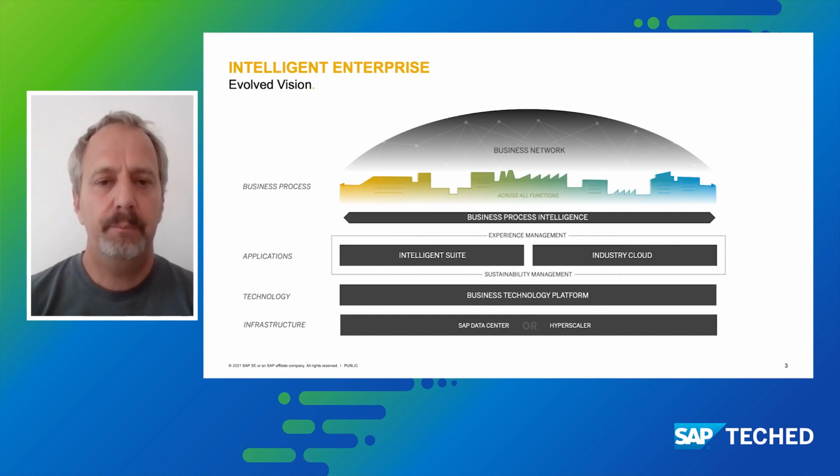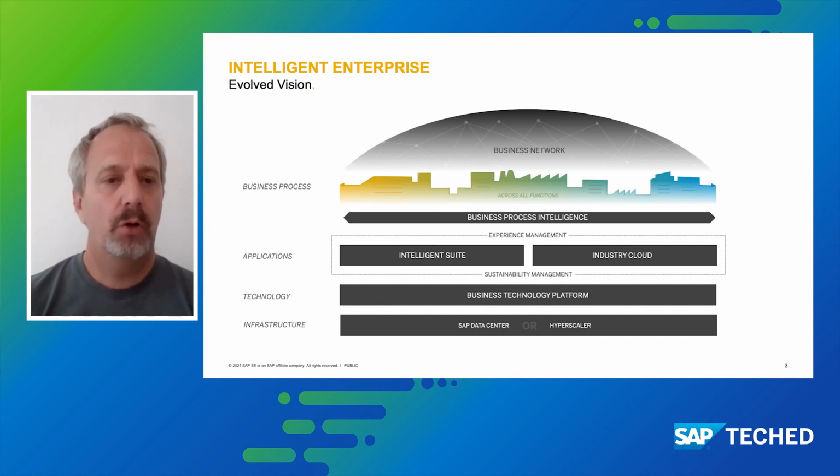You see here on that picture different layers. Let's start with the lowest level, infrastructure. In the cloud, you can choose between SAP data centers or hyperscalers. On top, you see technology. We provide the business technology platform, which includes a lot of technology services. And it includes, of course, the different environments, ABAP, Java, or Node, so that you can build extensions.